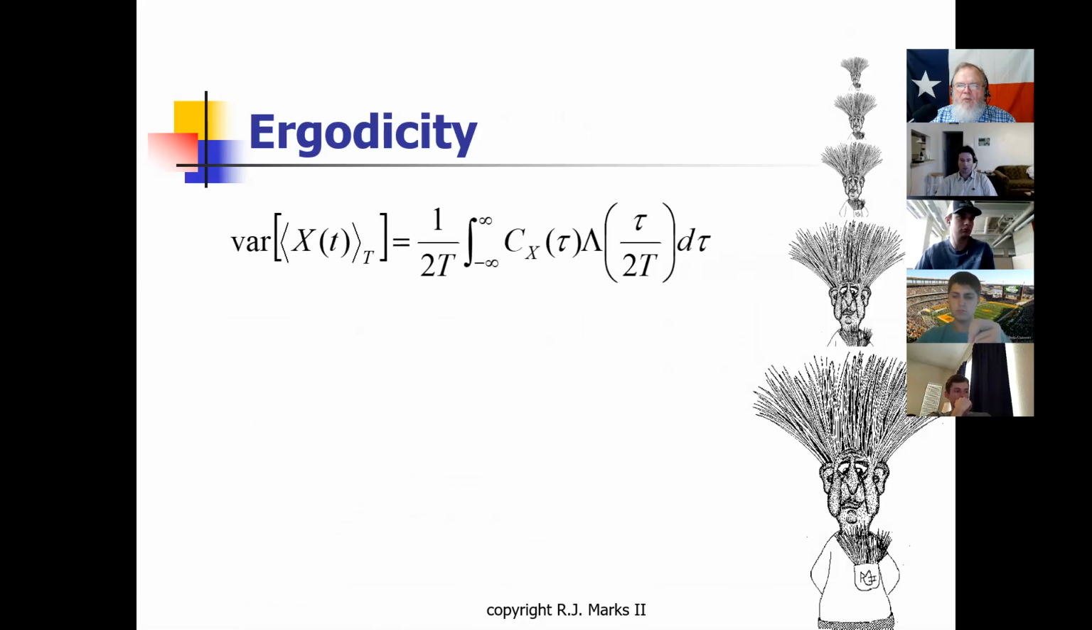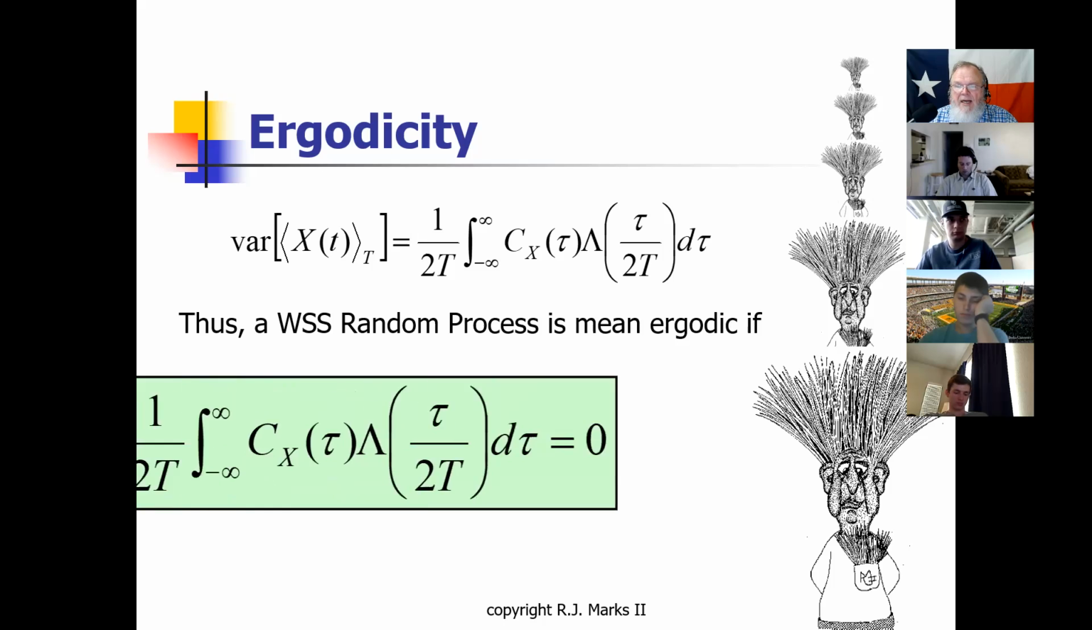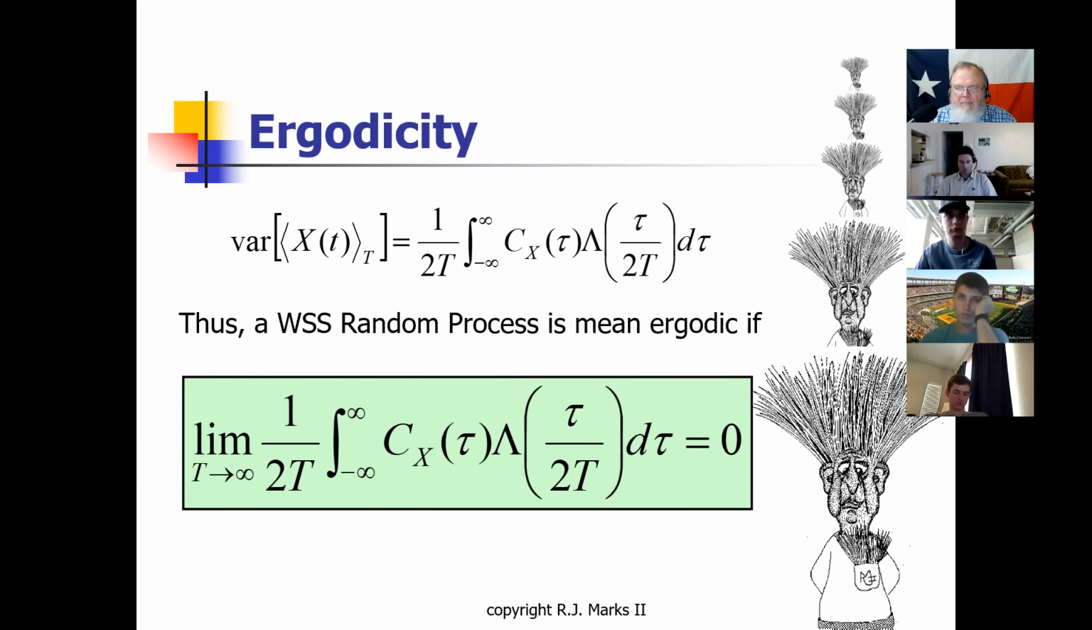Okay, let's continue. Here's what we just showed. We showed that if this goes to 0 as t goes to infinity, then the stochastic process under examination is mean ergodic. Notice this ergodicity is not a simple problem, is it? You got to jump through a lot of integral calculus here in order to do that. So therefore, a wide sense stationary random process is mean ergodic if, and here it is in a big bold block with green highlighting, the limit of this thing goes to 0 as t goes to infinity.